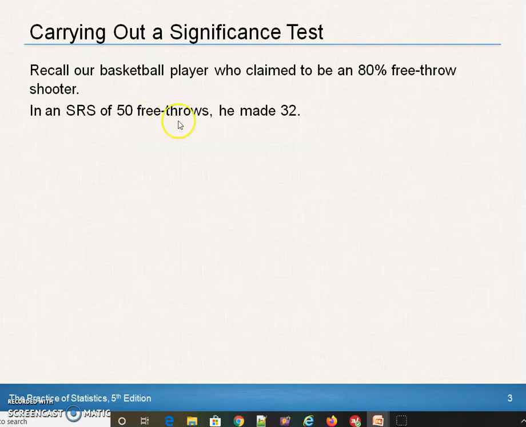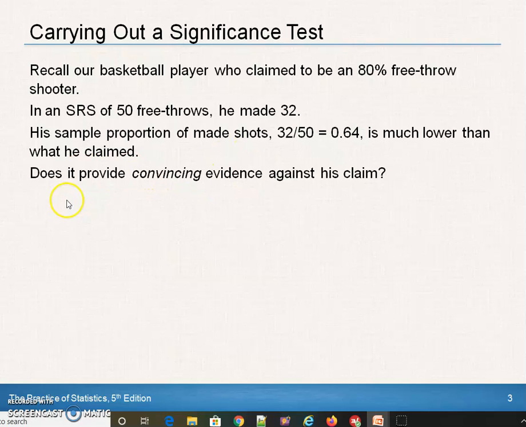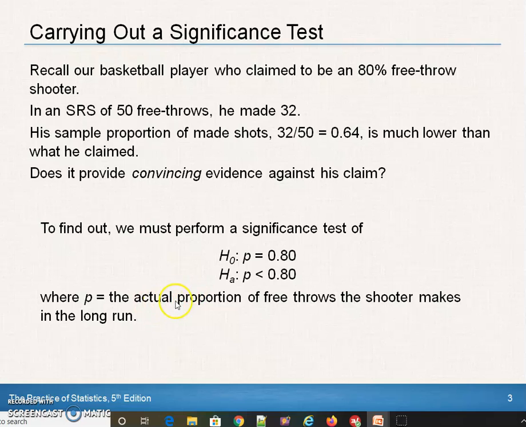In a simple random sample of 50 throws, he made 32. That gave us 32 out of 50, 0.64, 64%, much lower than what he claimed. But the question is, does it provide convincing evidence against his claim? We have to perform a significance test of the null hypothesis, p equals 0.80. The alternative, if you remember, p is less than 0.80. p is the actual proportion of free throws the shooter makes in the long run.